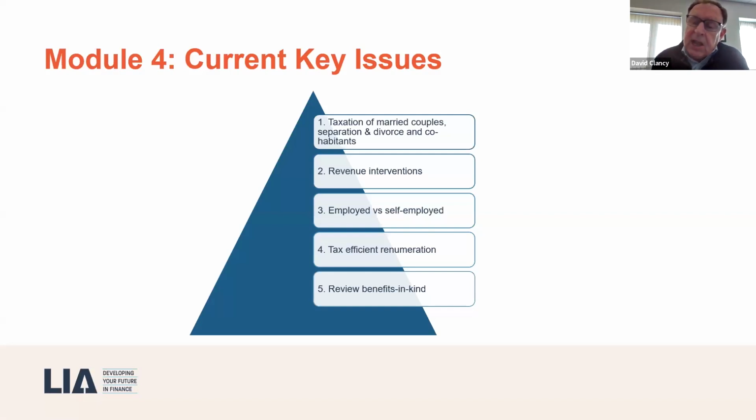Then one of the areas clients are continuously asking about is how can I ensure that the remuneration I'm extracting from a business, or the wealth that I'm taking out of a business, is as tax efficient as possible. So again, a deep dive in relation to a review of benefit in kind, whether they be cars, loans, or other assets, and different ways of taking remuneration out of a company tax efficiently. So very practical from the coal face, in relation to issues that clients are essentially asking us about.